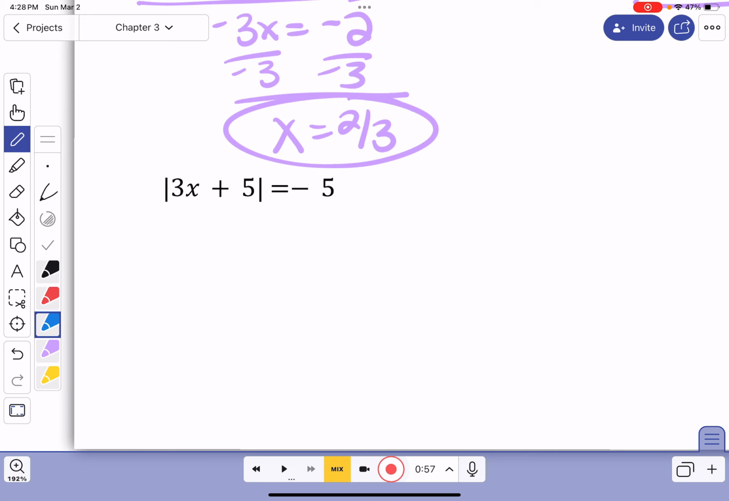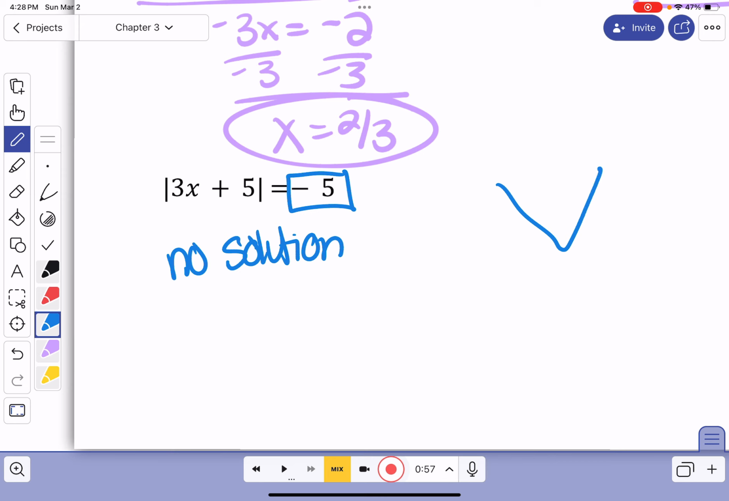Here is one example to pay attention to. If the absolute value equals a negative, there's no solution. Absolute value has to be positive. So for a graph like that, that would mean we're trying to see where it crosses down here, and it never does. So once all you have left on that left side is the absolute value, and it equals a negative, you have no solution. So that is 3.6.